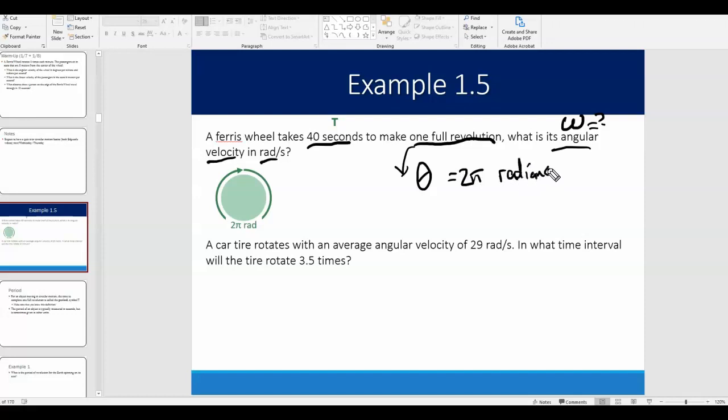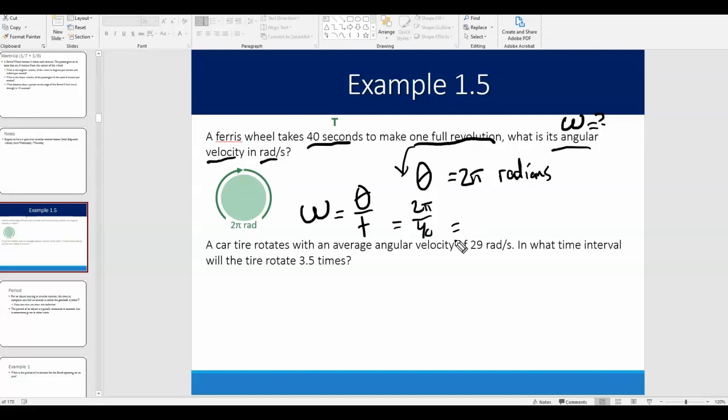And so given time and given the angular displacement, it makes sense to use the defining equation of angular velocity, which is angular displacement over time. And notice here I'm dropping the delta just to save space, and also it doesn't really matter, but this is really technically a rate of change. And so if we know theta is 2 pi, and we know that time is 40 seconds, then all we have to do here is just divide.